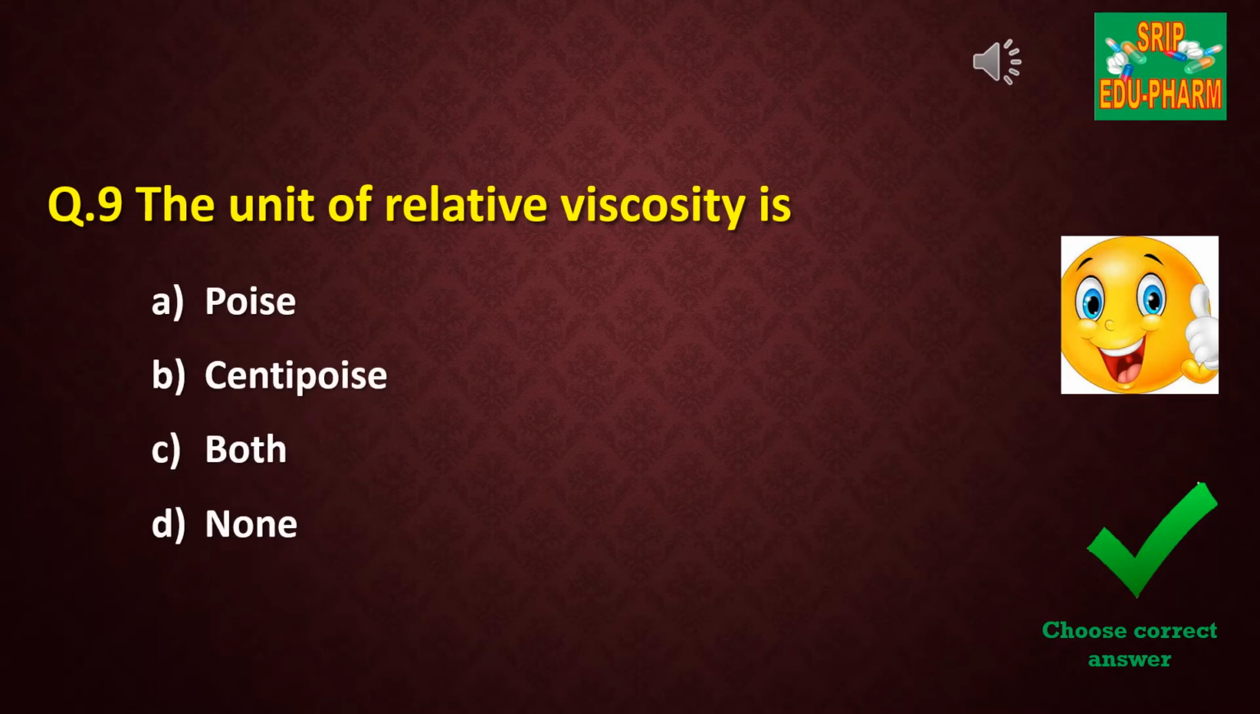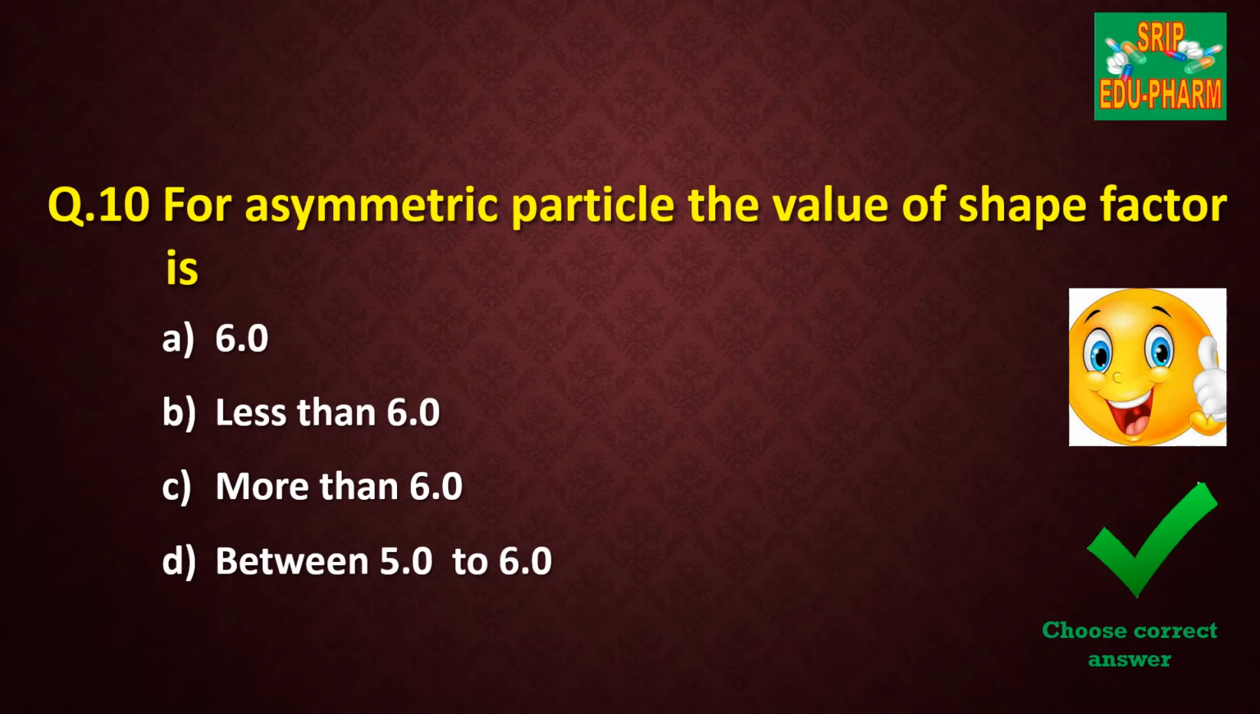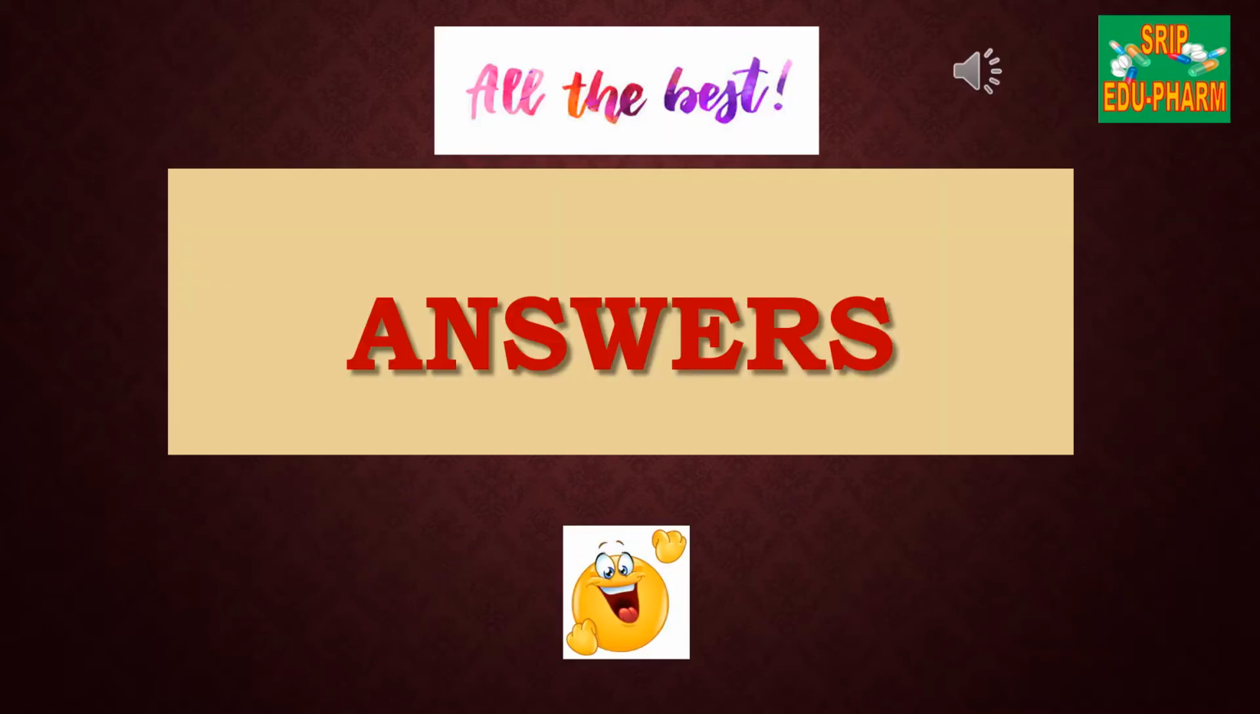Question number 9: the unit of relative viscosity is A, poise; B, centipoise; C, both; or D, none. Question number 10: for asymmetric particle, the value of shape factor is A, 6; B, less than 6; C, more than 6; D, between 5 to 6. Hope you have written the answers. Now we will be discussing one by one the answers of each question.